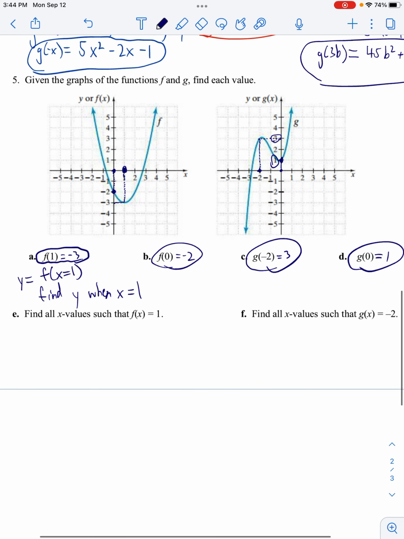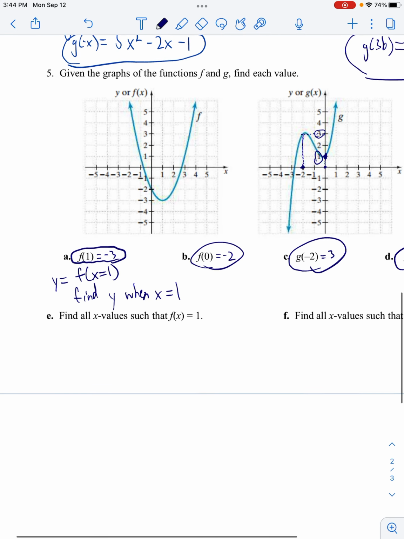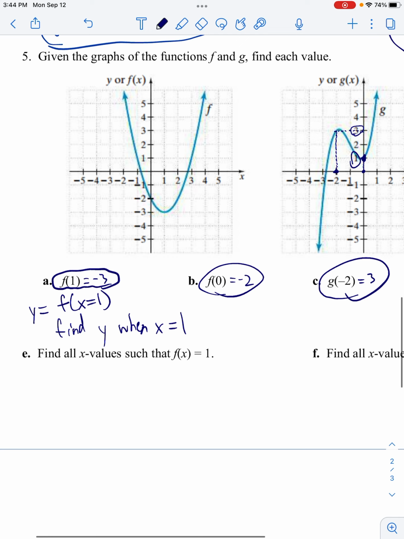Now, part E is asking us to find all x values such that f of x equals 1. So I'm looking at this problem here, okay? So we're still using these same graphs, okay? Let me erase everything up here. I want to find all the x values such that f of x equals 1, or such that y equals f of x equals 1, okay?